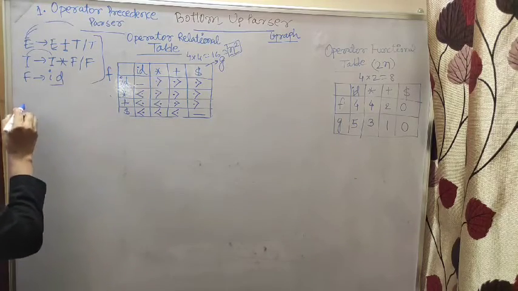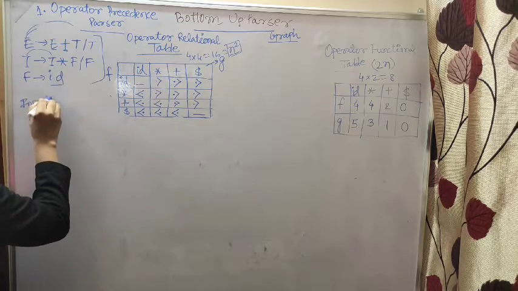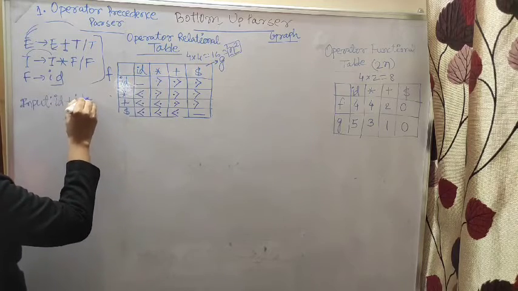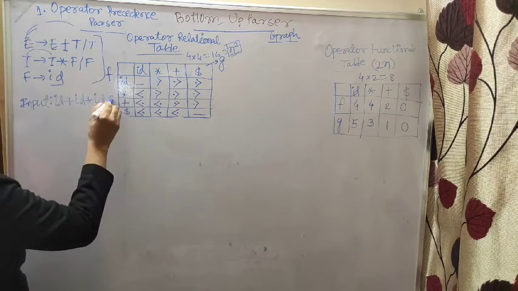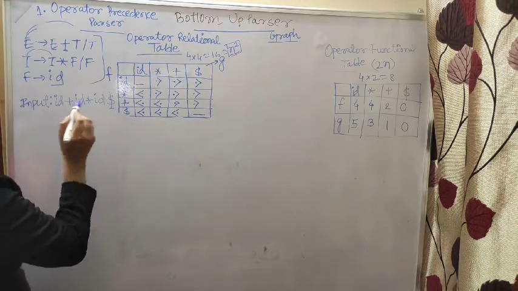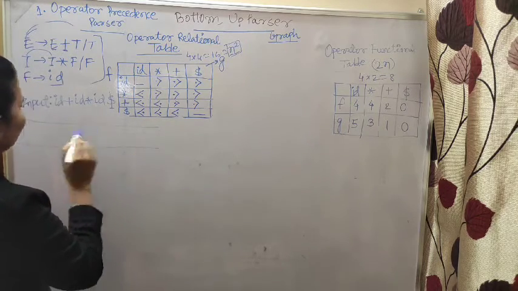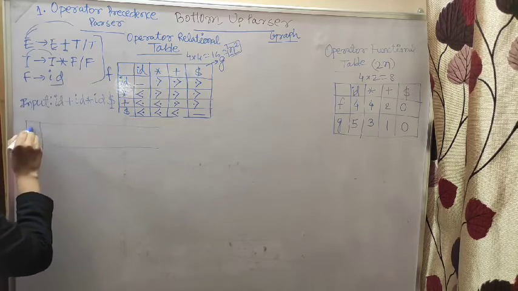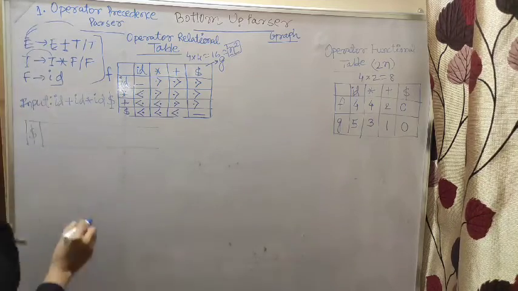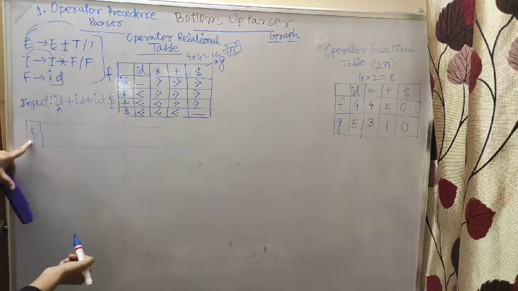Suppose I am taking one input: id plus id into id and dollar. In the input, dollar is last, but in the stack, dollar is first. Now the pointer is at the id. Now we will compare dollar with id.